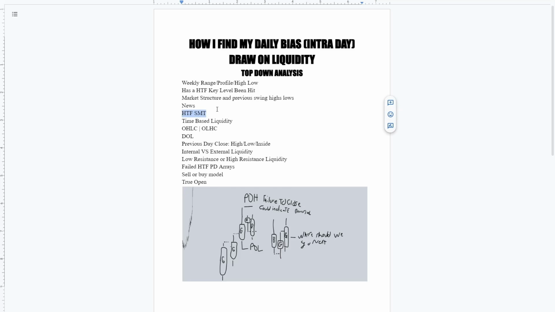I'm going to make SMT its own episode because it's hard to record two charts at the same time on one screen. I'll have to split it so that you're able to see it a lot easier, and I don't have to keep pulling the screen back and forth.